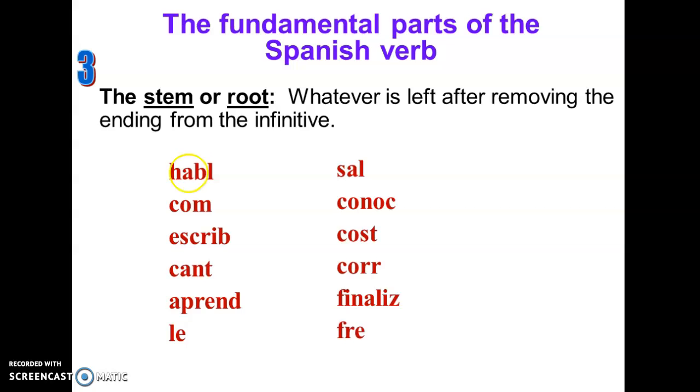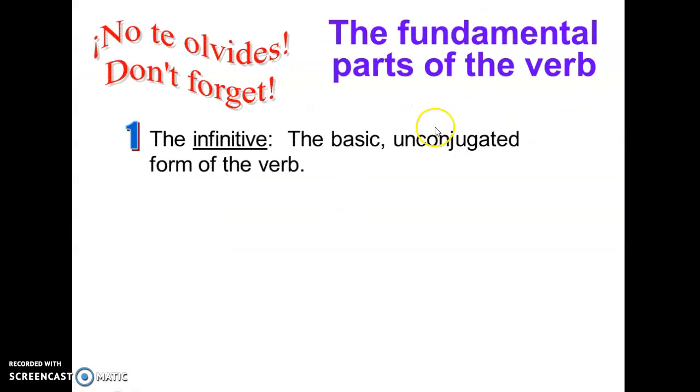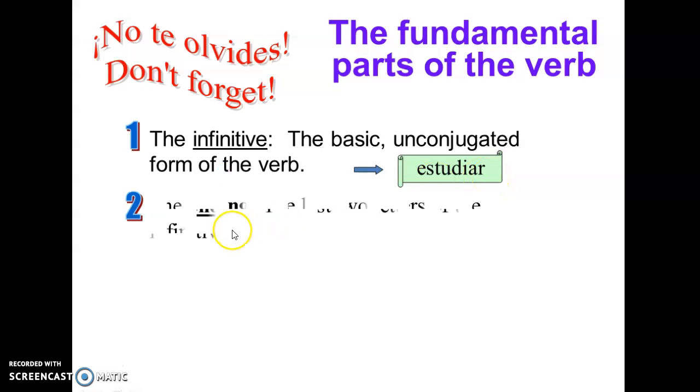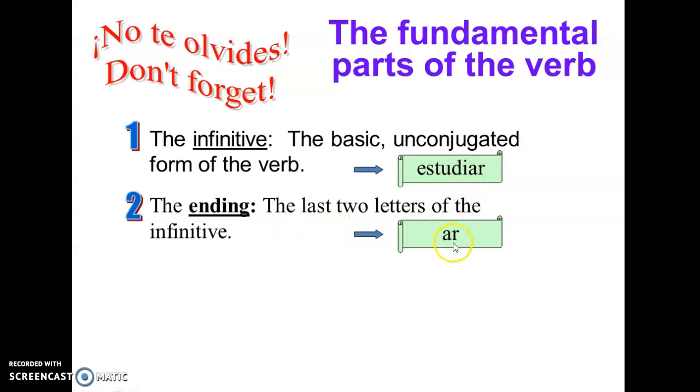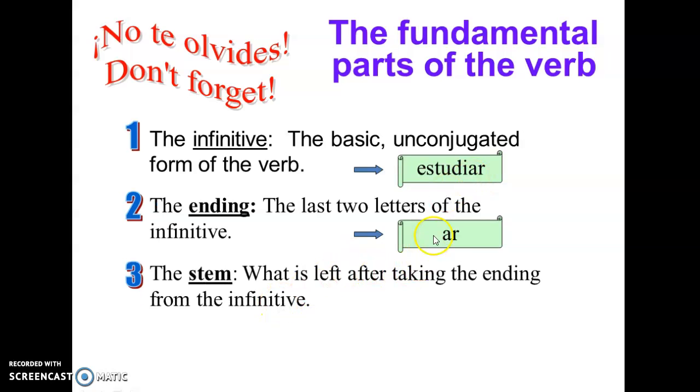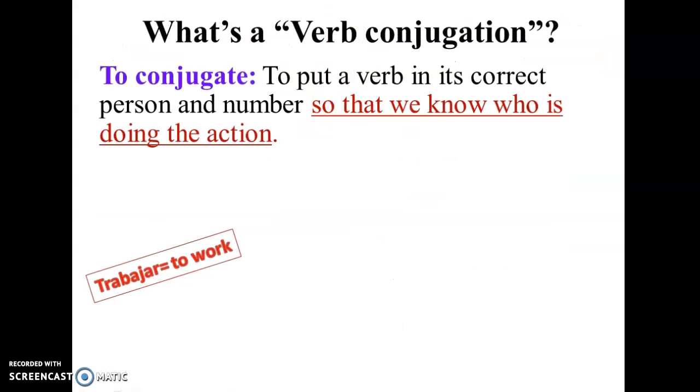So let's see the summary. We need an infinitive always, like estudiar, to study. And also we're going to need an ending, which is always the last two letters, and in this case, ar. That's my ending of this verb. And the stem, which is what is left, estudi, after taking the ending from the infinitive. And so we are dissecting how a verb is formed. And so now, let's see conjugations.